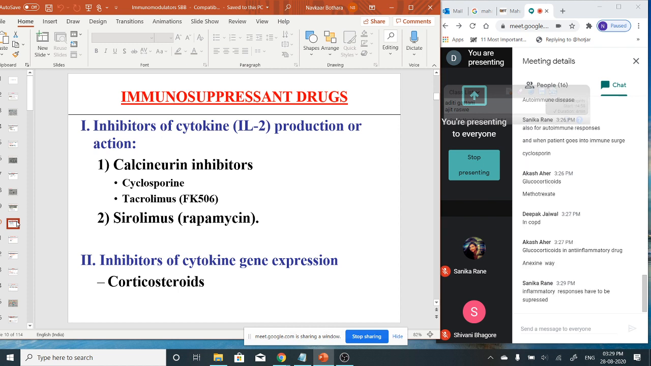Why do you want to suppress the inflammatory response? Is there any relation between immune mechanism and inflammation? Definitely, inflammatory responses have to be suppressed, and therefore you are using these drugs. But then, why immunosuppressants? Why not other agents?